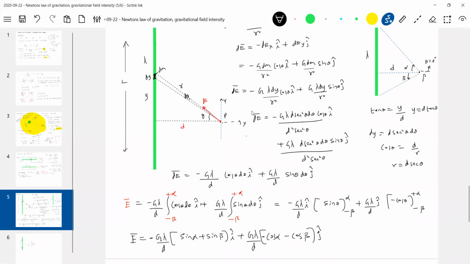What is the part which we have to take care? Cos beta. Yeah, in the last step, it must be plus cos beta minus cos alpha. Okay, that one, yeah.